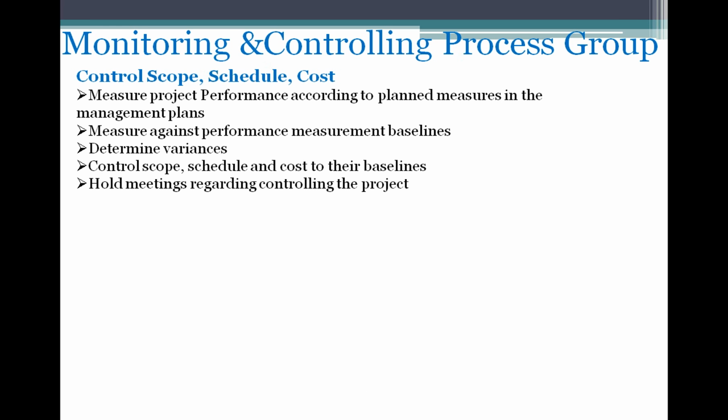So when there is a deviation, when there is a variance, he holds meetings with the project team and discusses these variances, finds the reasons and the root cause of the variance, and then discusses and analyzes. He determines how to bring the project back to the baseline version.